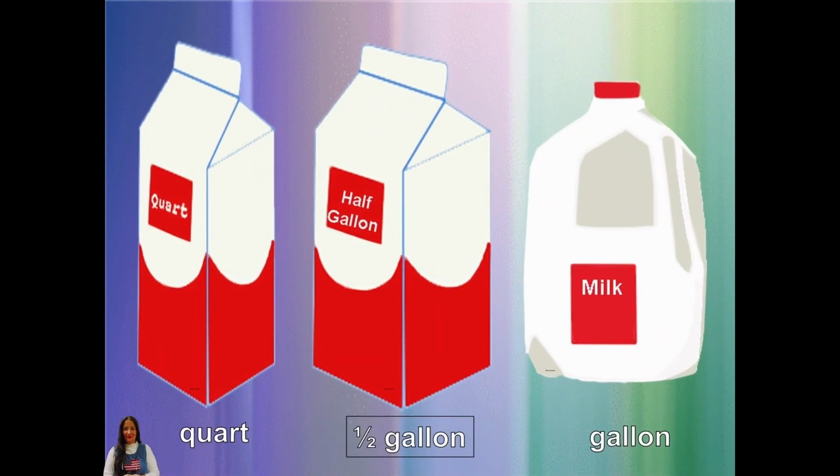If you go to the grocery store, in the milk department, you'll find these sizes that hold milk. We have a quart. It's a little skinnier than a half gallon. Next we have a half gallon, and then we have 1 gallon. You'll see these in the dairy department of your grocery store.